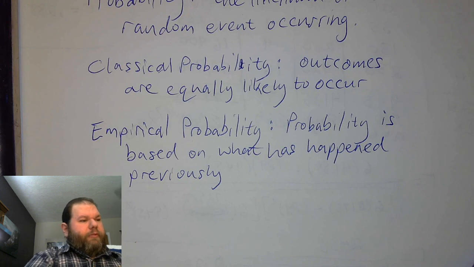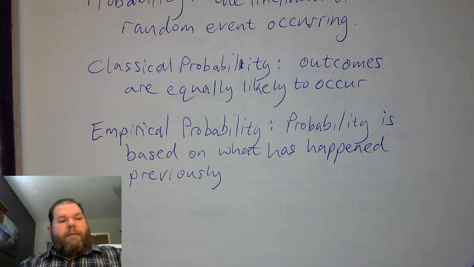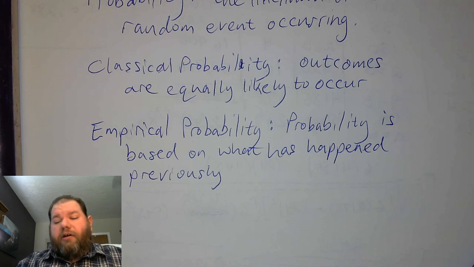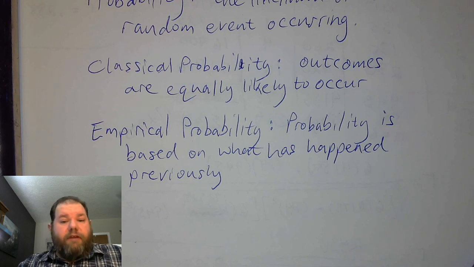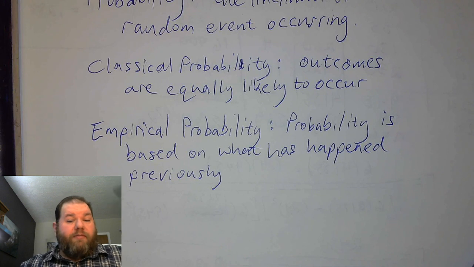Now, one thing that we have to understand, and this is talking about classical probability in particular right now, where outcomes are equally likely to occur. We know that when you flip a coin, it's a 50% chance that it lands on heads and 50% chance that it lands on tails. That's the probability, actually. Okay? But that doesn't mean if we flip a coin 10 times, it's going to be exactly 5 and 5. 5 heads, 5 tails.